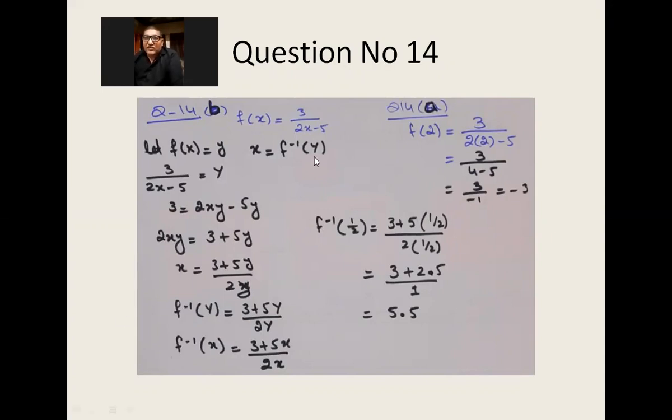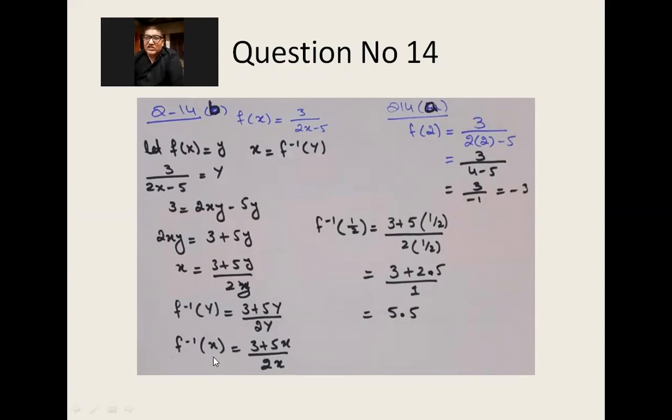So in the place of x, according to this, x equals f inverse of y. So I will have f inverse of y equals 3 plus 5y by 2y. Then I will change the variable. So I will have f inverse of x equals 3 plus 5x divided by 2x.